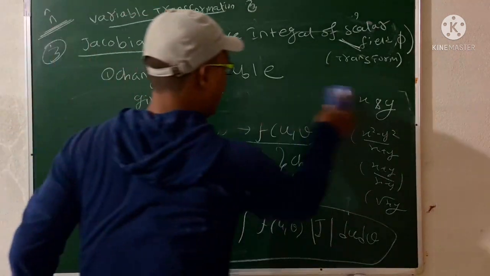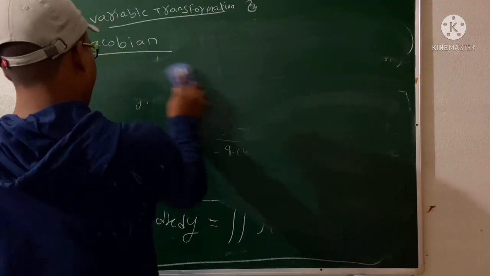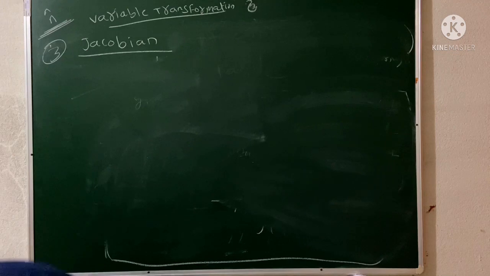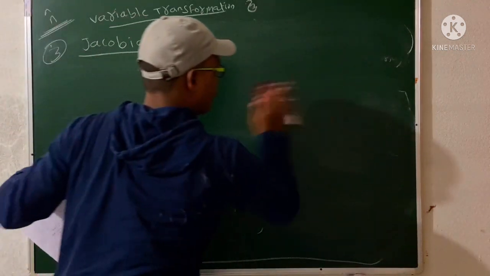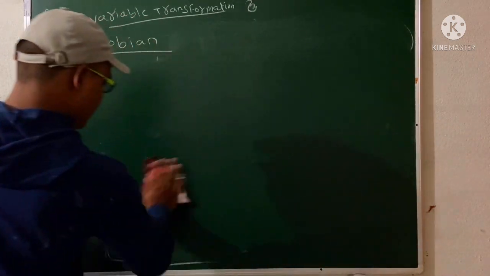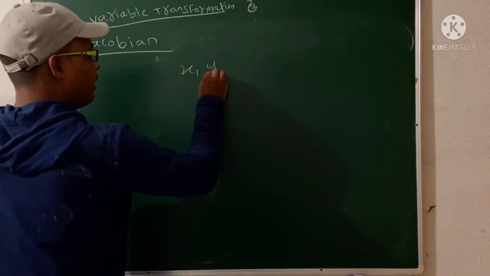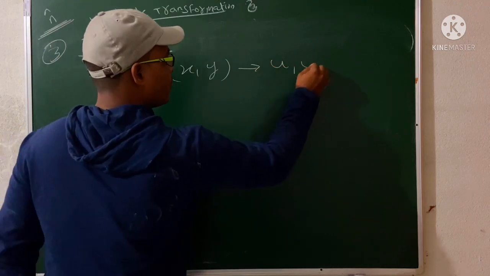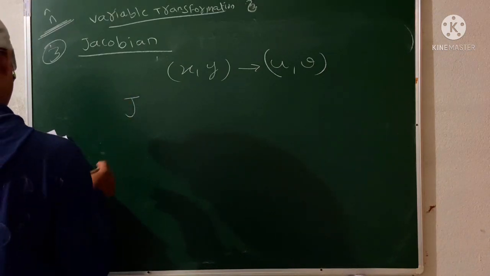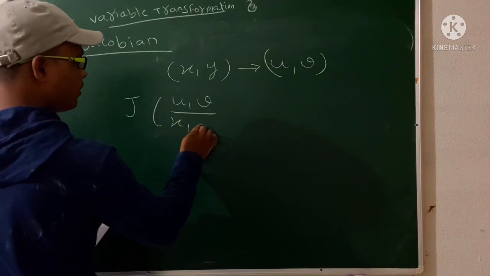So the important thing is how to find the Jacobian. So how do we find the Jacobian? This is the variable transformation. We change the variable x y to u v. Then what is your Jacobian? You have to use the Jacobian as u v divided by x y.